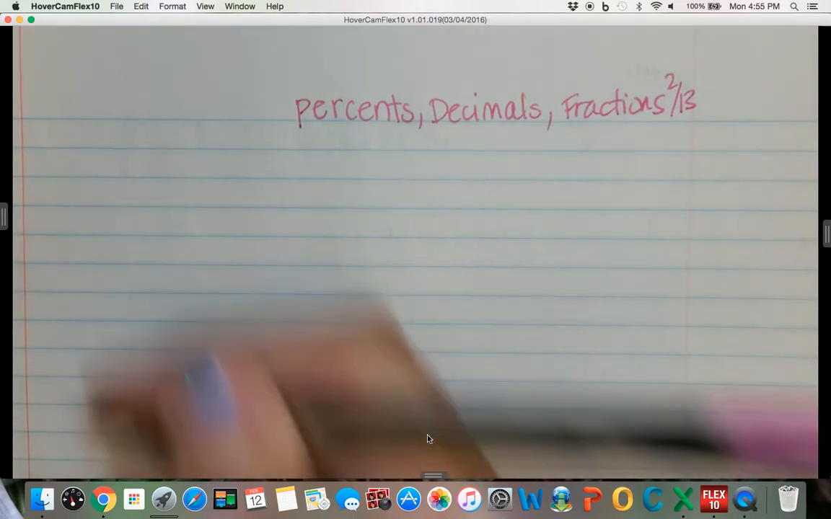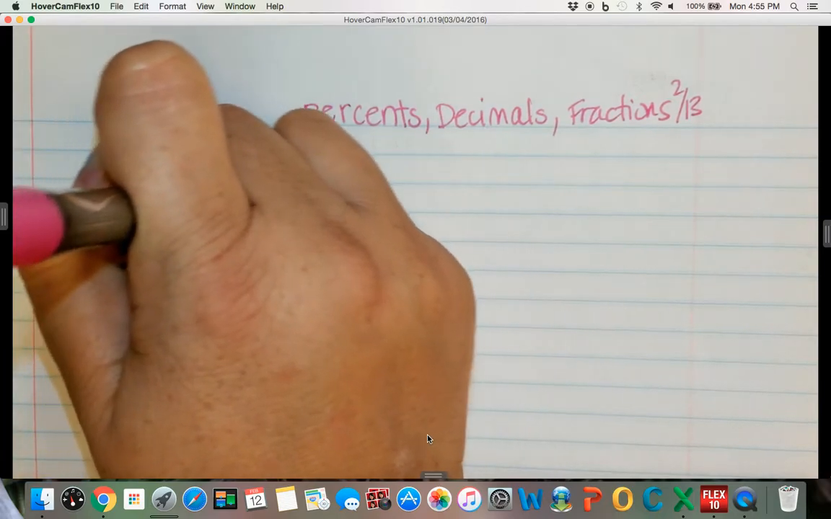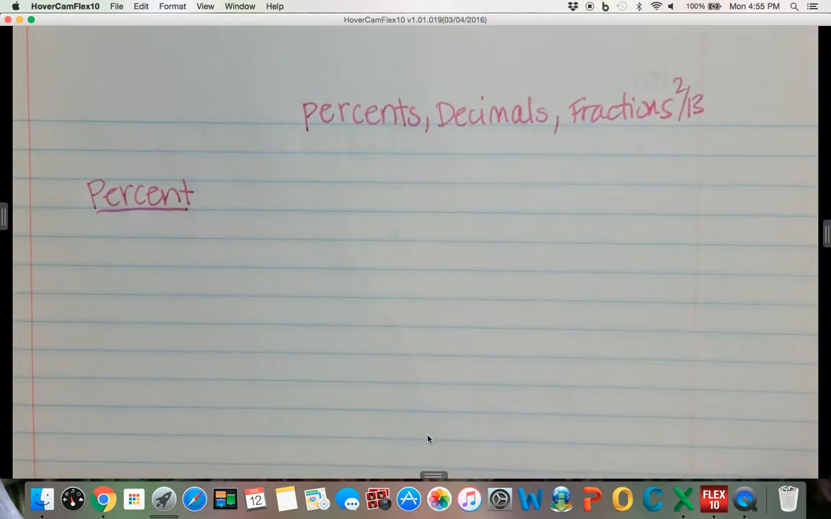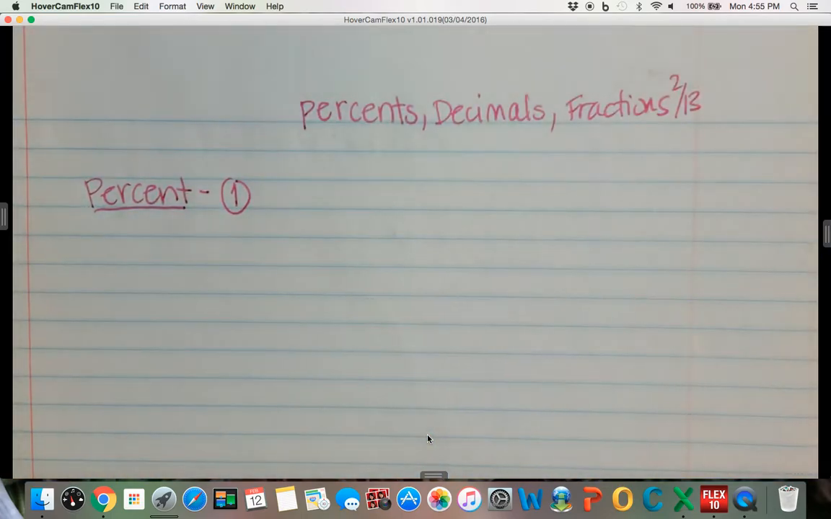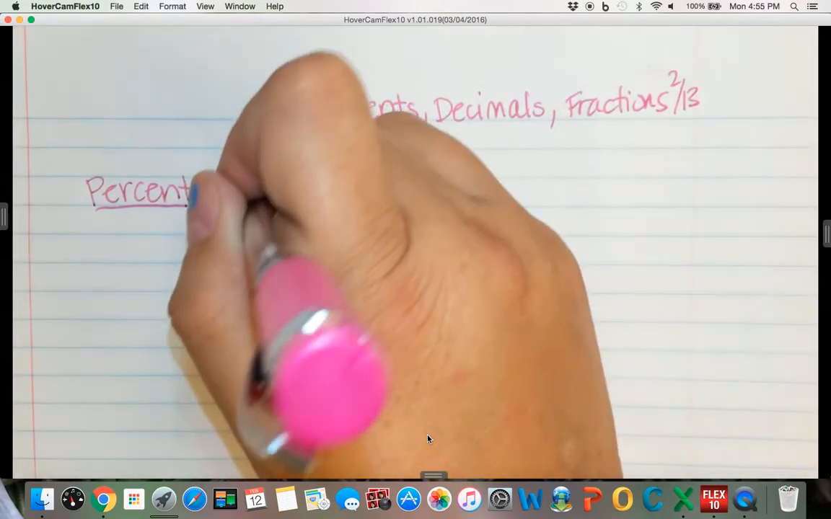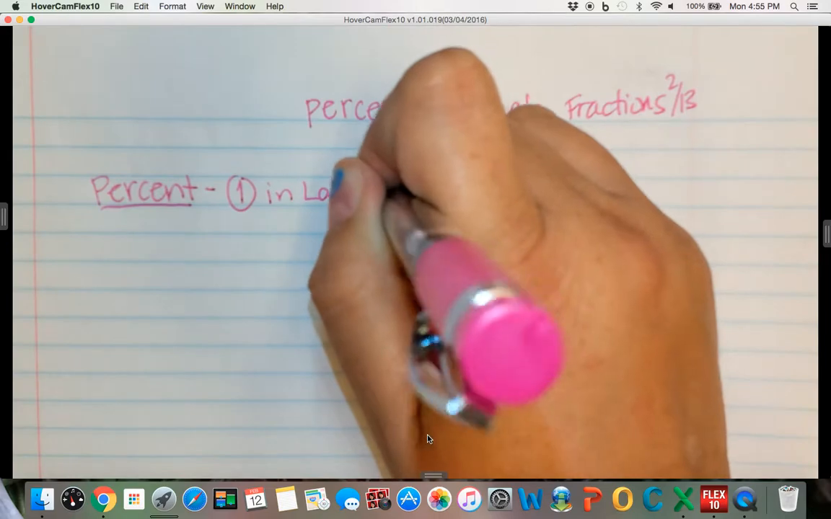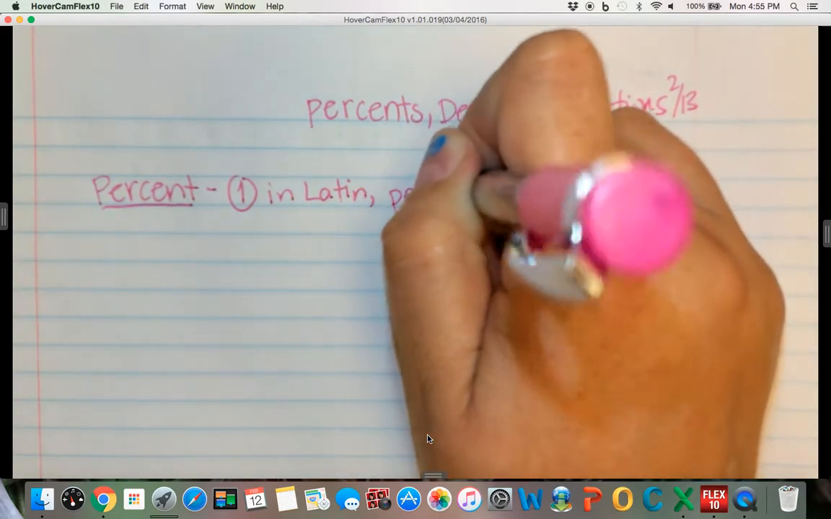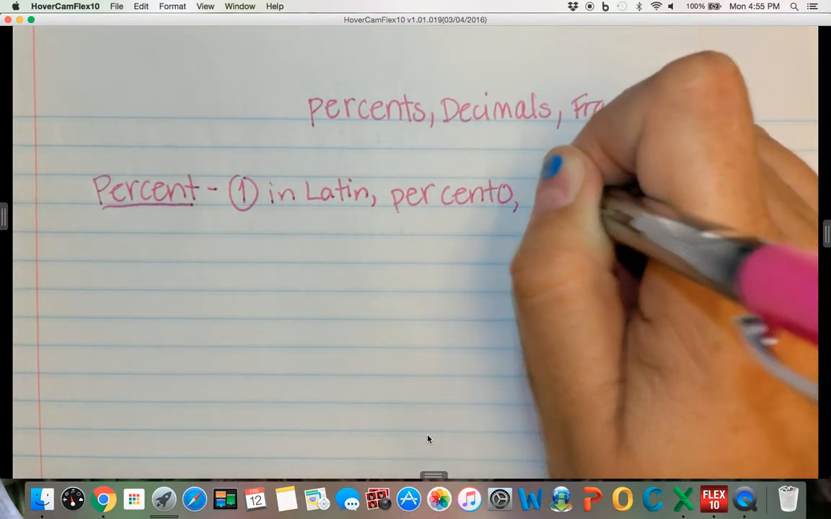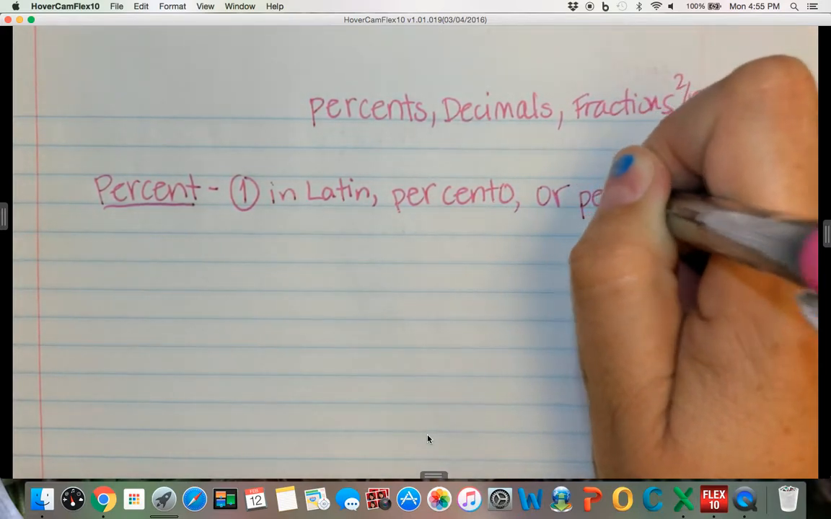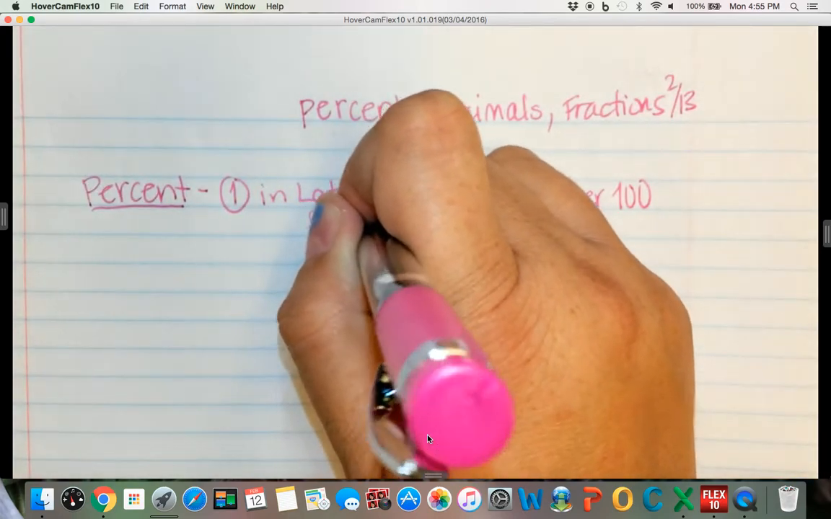Alright. So let's start with definition. A percent, there are two definitions we're going to talk about. Percent in Latin is per cento, which means per 100. Or for every 100.